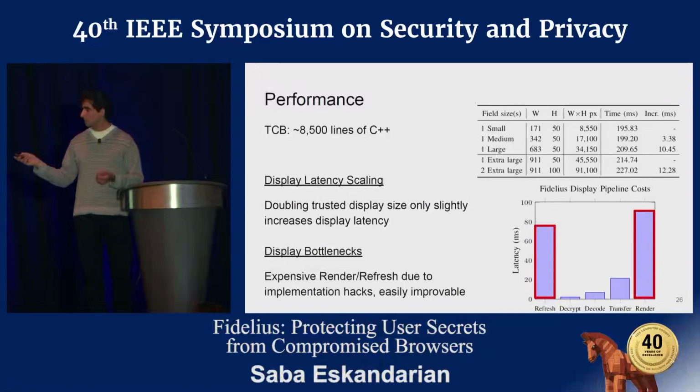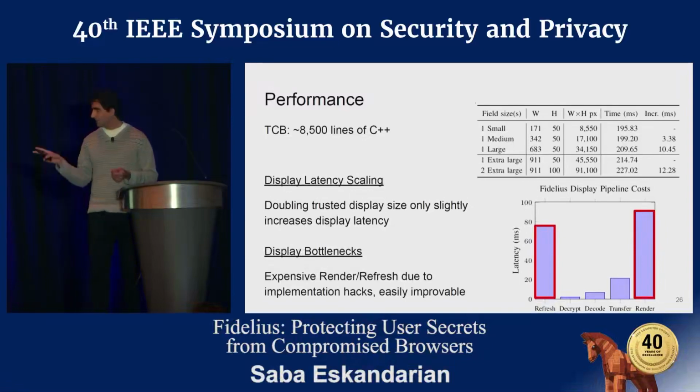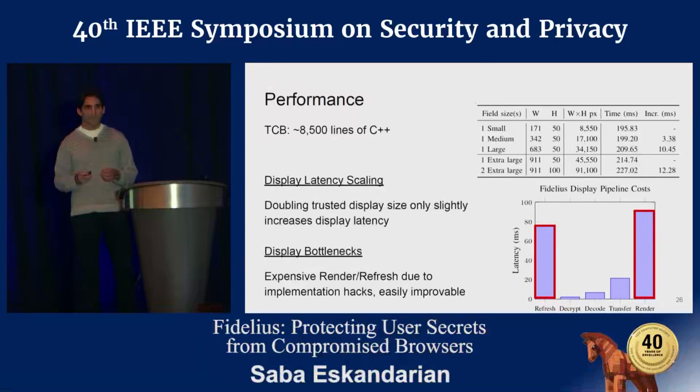This chart here shows our display pipeline. And you can see these middle 3 bars, the decryption of the overlays, decoding them, and then transferring them to the screen, which are the necessary parts of this operation. They run quite quickly compared to these more expensive refresh and render stages. The refresh and render are more artifacts of how we're using the Raspberry Pis, and not something that would necessarily be there if we were to implement dedicated hardware for this operation. So we'd expect the dedicated implementation to actually be much, much faster.